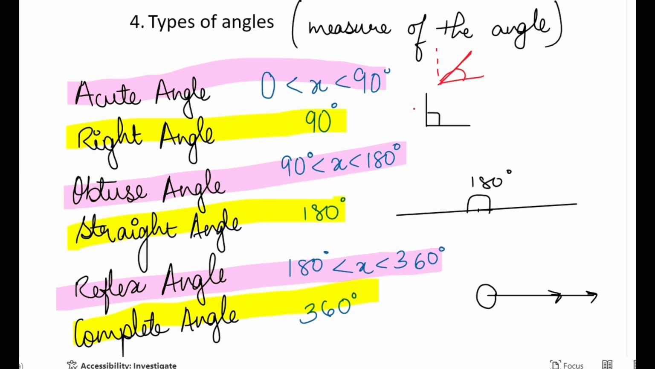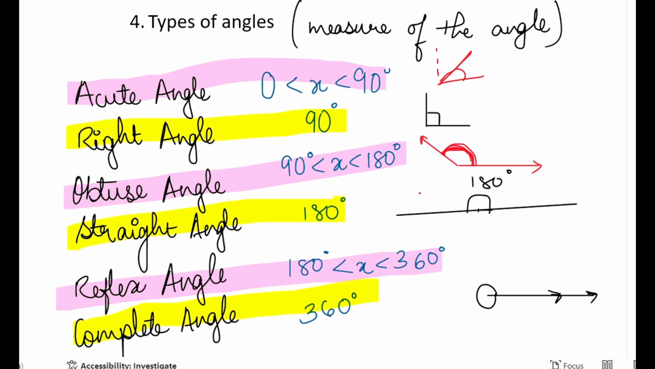Clear? Nice. Obtuse angle. Obtuse sounds a bit like obese, right? Obese. So what does obese mean? Fat. So think of your angle like this. Okay. This is your angle. And this is the representation of your angle. You see, this looks like a fat person's stomach. You know, when they lie down, the stomach is like this and the body is like this. So it's an obtuse angle when it seems like it's an obese person's stomach.